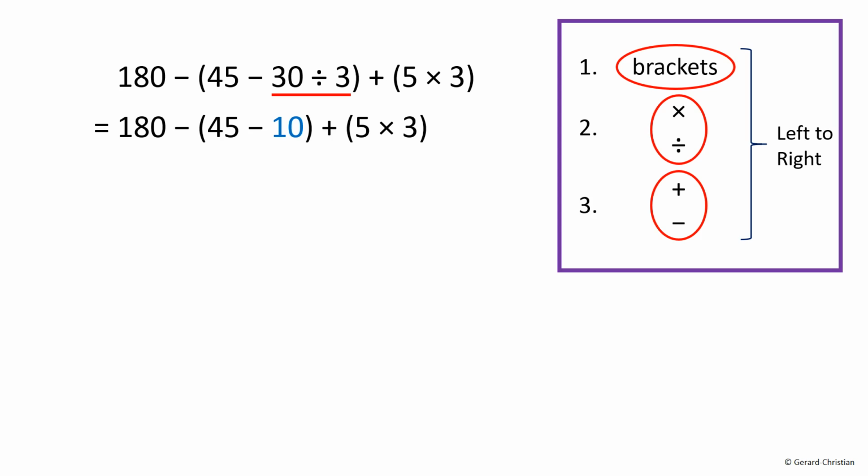Within this new number sentence, what is it that we should be doing next? In this case, we should be doing the first bracket first. Why? Because you're supposed to do those in the brackets from left to right. So you're going to do the 45 minus 10 first. You get 180 minus 35 plus bracket 5 times 3, close bracket.